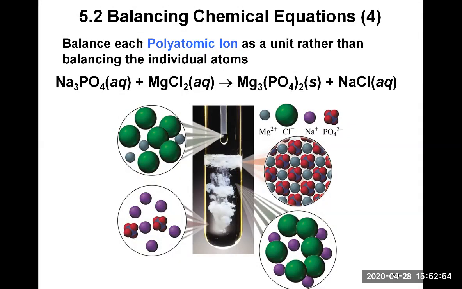For example, here we have a picture of two clear solutions being mixed. The one on top is the MgCl2 aqueous solution, and the one on the bottom is the Na3PO4 aqueous solution. And you see that when you mix them, it produces a white cloud, which is what we call a precipitate. So this represents a precipitation reaction. In a precipitation reaction, you're producing a solid.